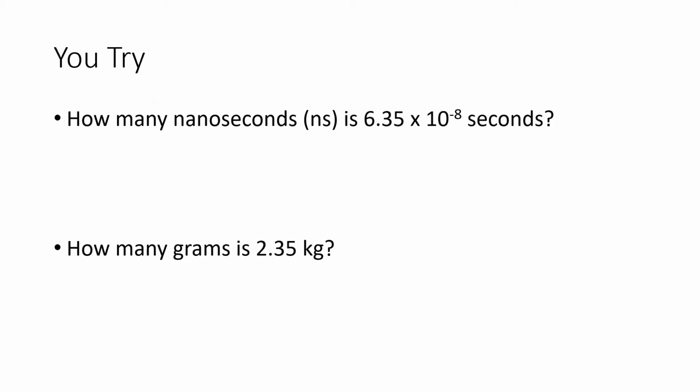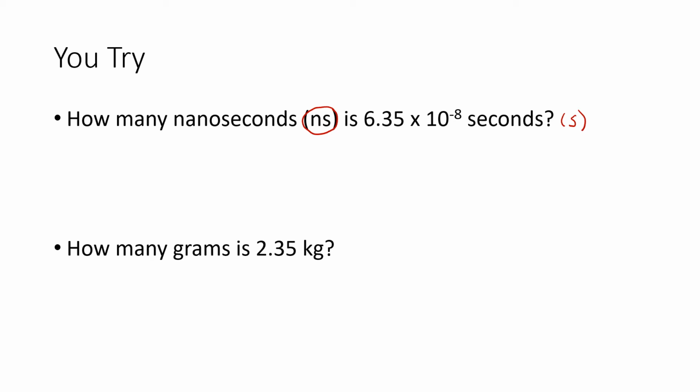Let's try another example, but this time we're going to start with a prefixed unit and we're going to work backwards to a base unit. So in the first example, it says how many nanoseconds. The symbol for nanoseconds is going to be N for nano and then S for seconds, is 6.35 times 10 to the negative 8th seconds. The symbol for seconds would just be lowercase s.